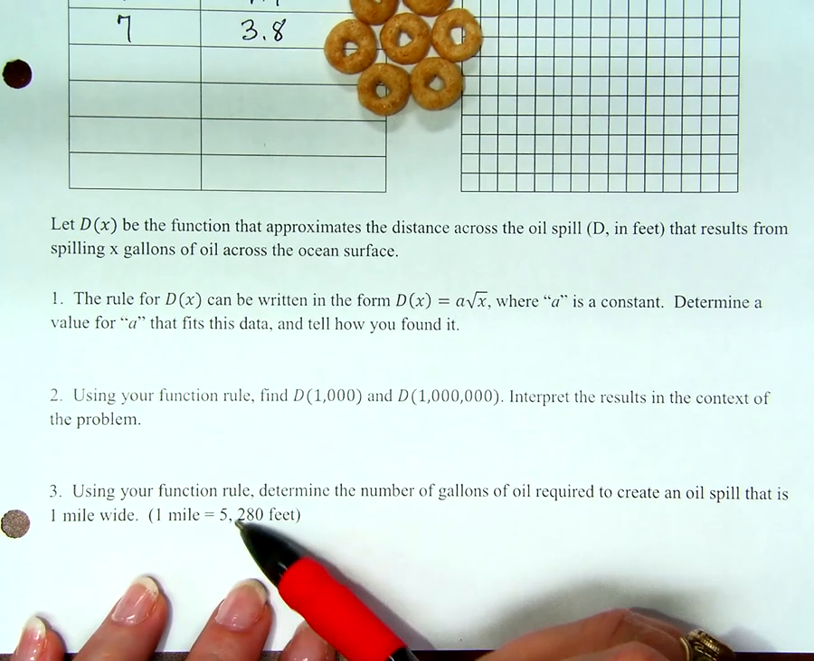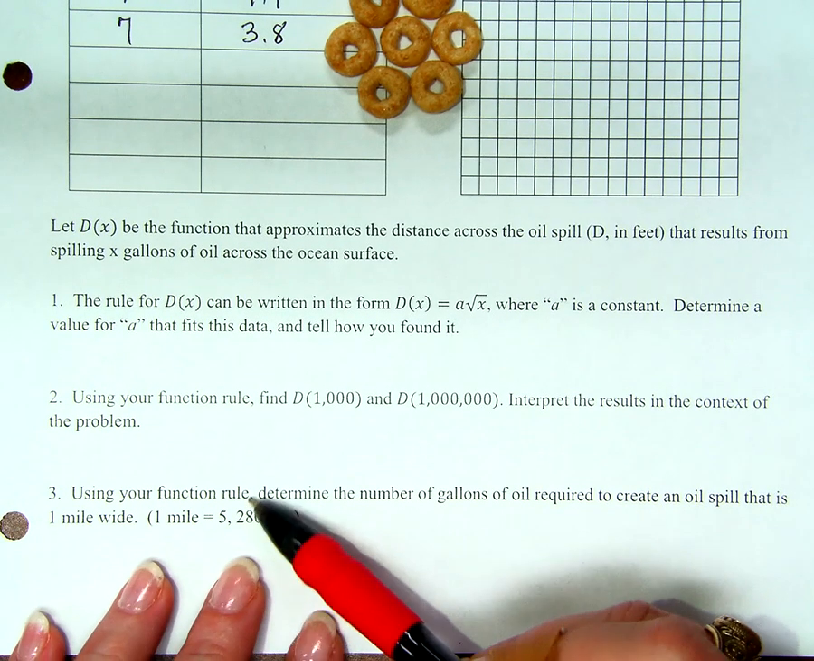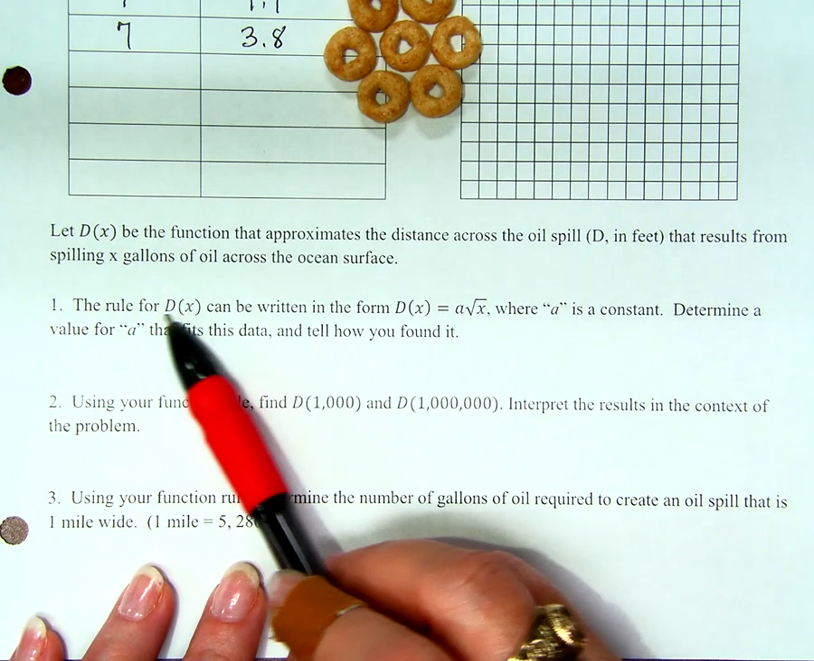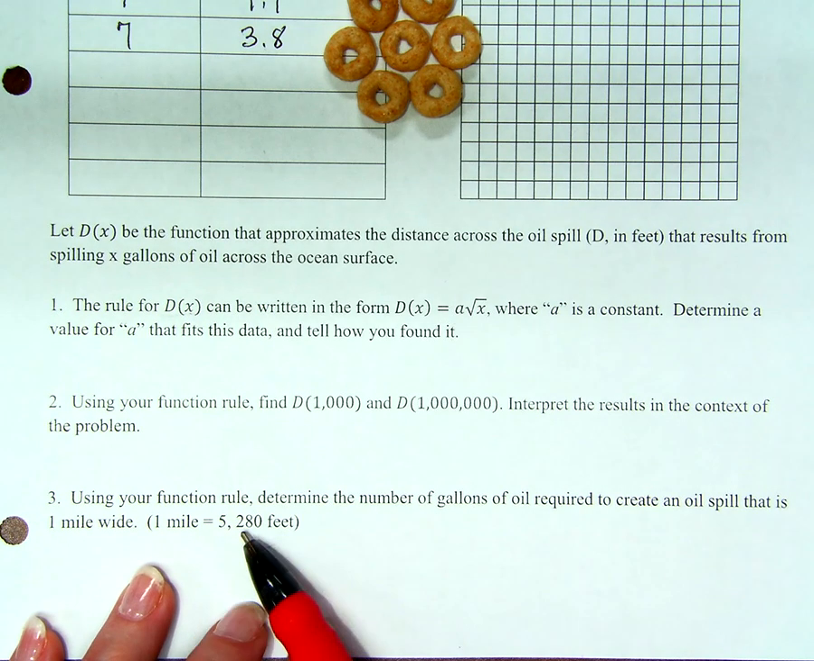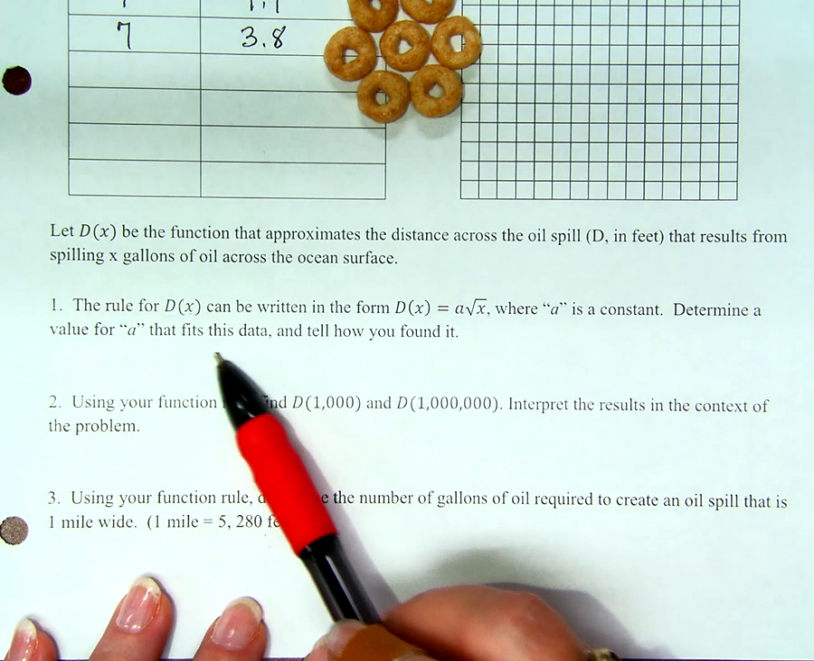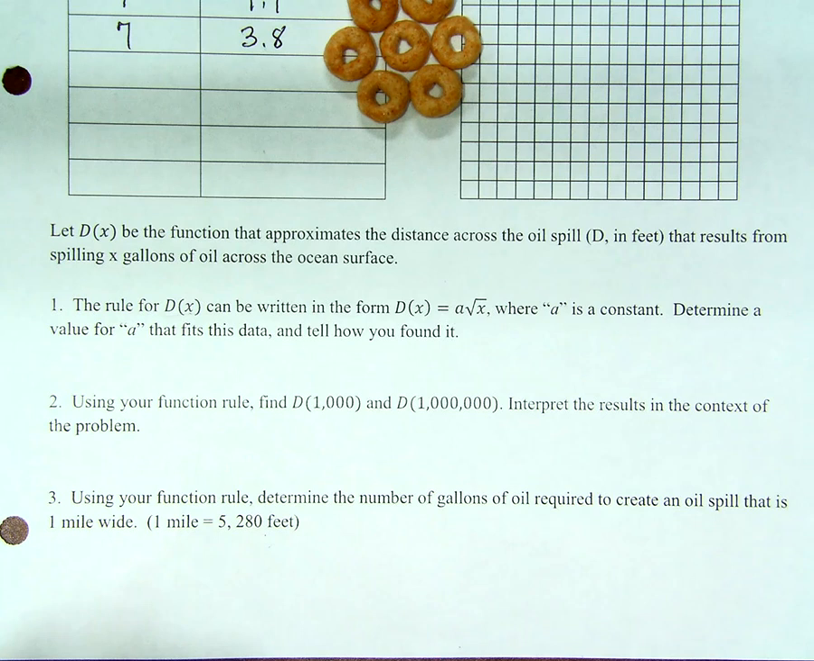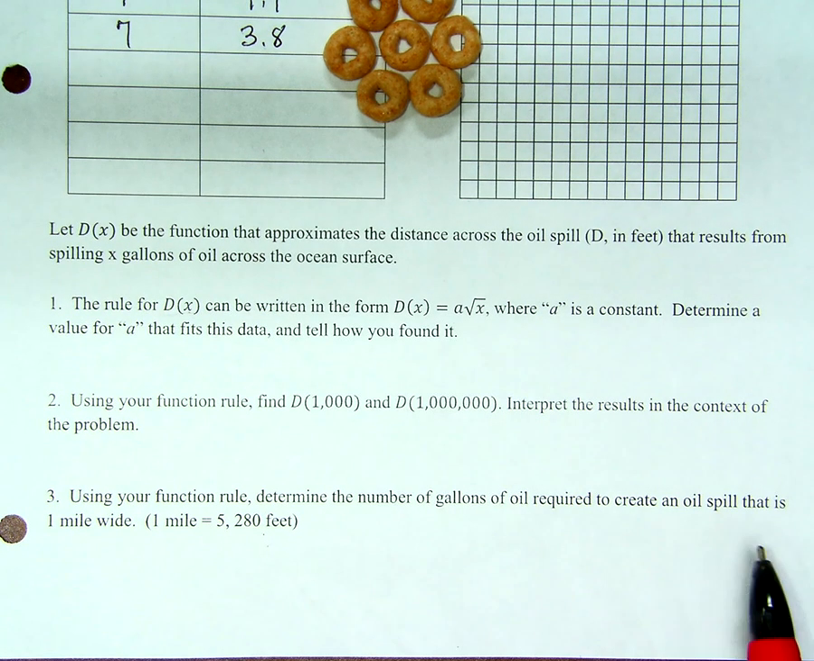That is our distance across, so that's actually going to go in for the D of X. That's the distance, so it's going to be 5,280 feet equals whatever our equation is that we got right here. Our A value times the square root of X. So to solve that, make sure you understand what that means.